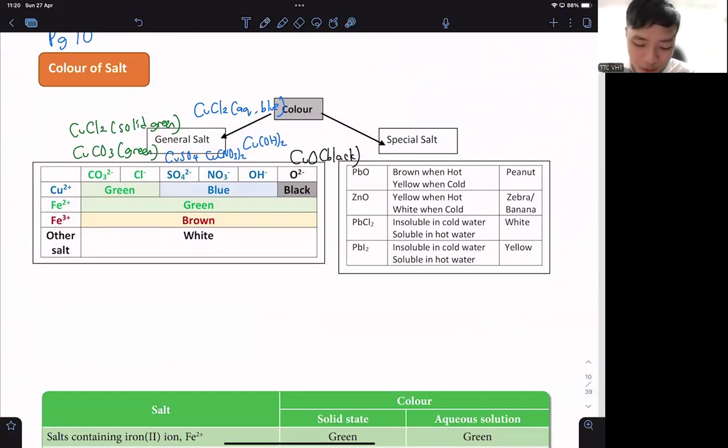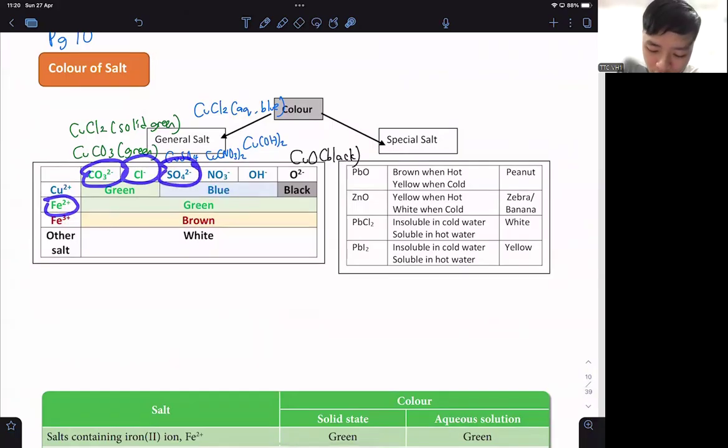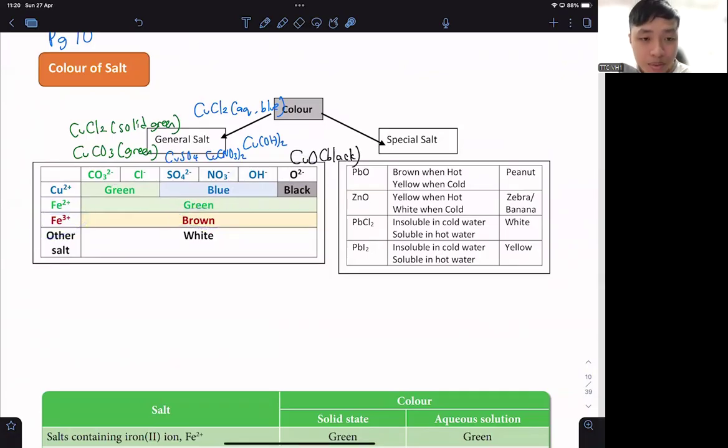Then Fe2+ doesn't matter if paired with carbonate, chloride, sulfate, nitrate, hydroxide, or oxide, it is green color. Fe3+, remember in Form 5 Chapter 1 we talked about the rusting of iron, so rust is brown color. Doesn't matter what negative ion it pairs with. If I didn't mention any other salt, like magnesium sulfate or calcium chloride, all these are white color. When you dissolve in water, they become a colorless solution.